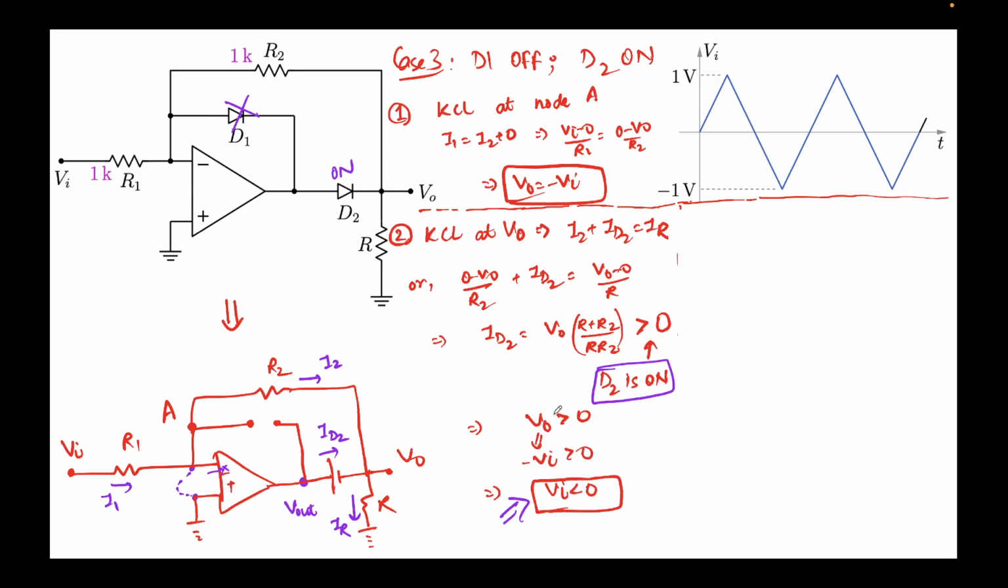So now we have done that. We have obtained that this is in the on condition, but there's still something remaining, and that is to verify whether D1 is in the off condition or not. To do that, first we'll find out the potential of this node. How do we do that?